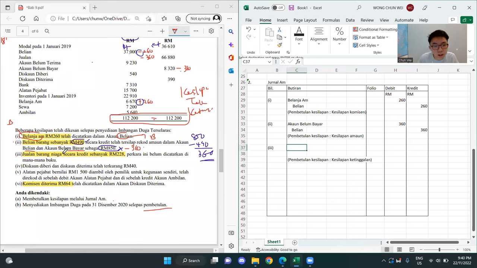So jualan barang niaga secara kredit. So when you have jualan, I credit jualan lah. Your jualan bertambah mah. Okay, 228. Credit my jualan. And then debit, so this is a secara kredit. Secara kredit meaning I have to debit my account belum terima, 228.